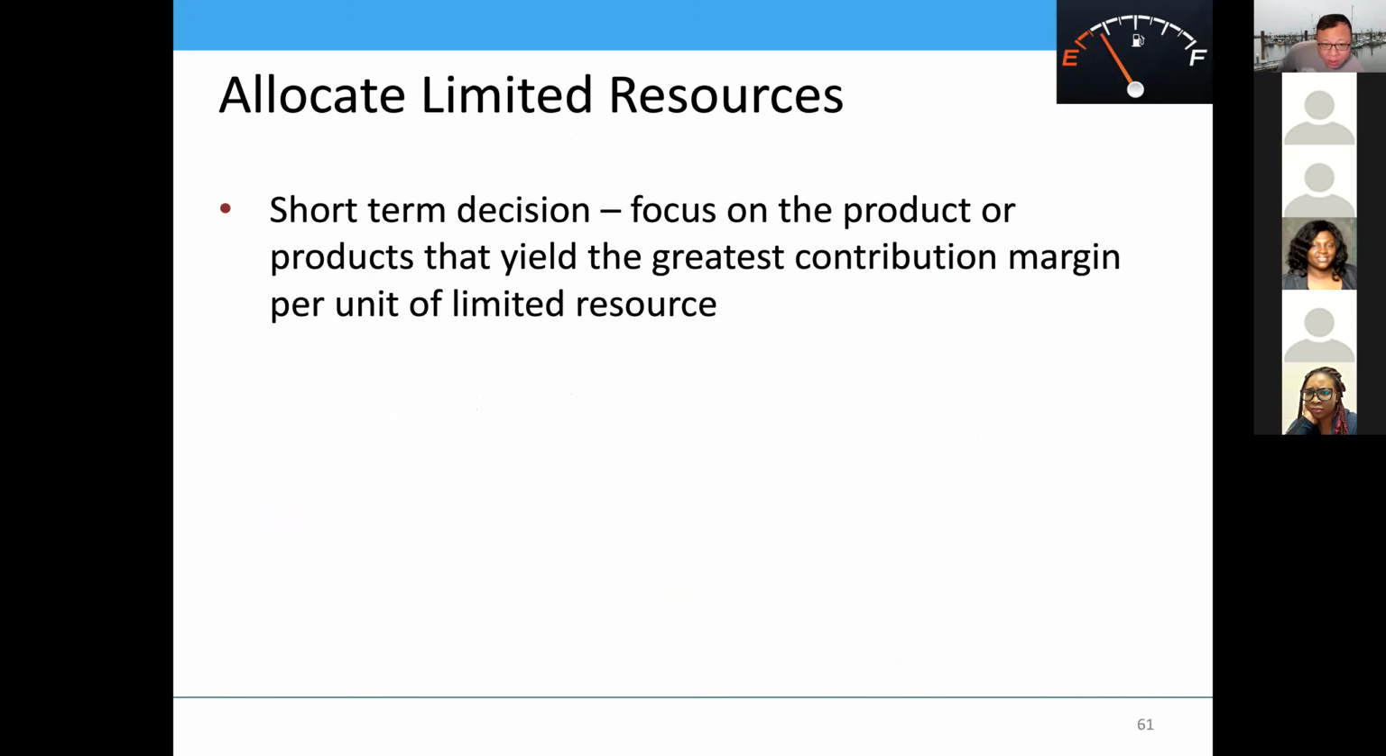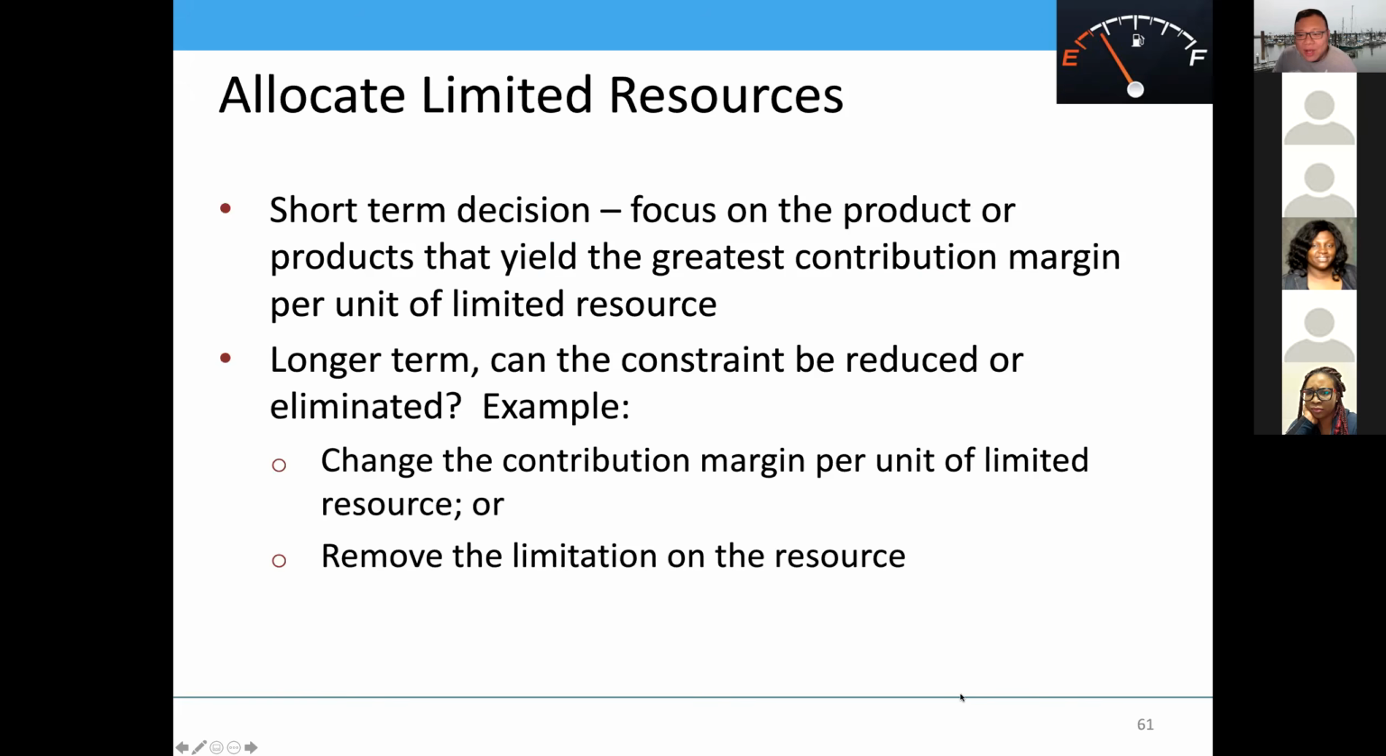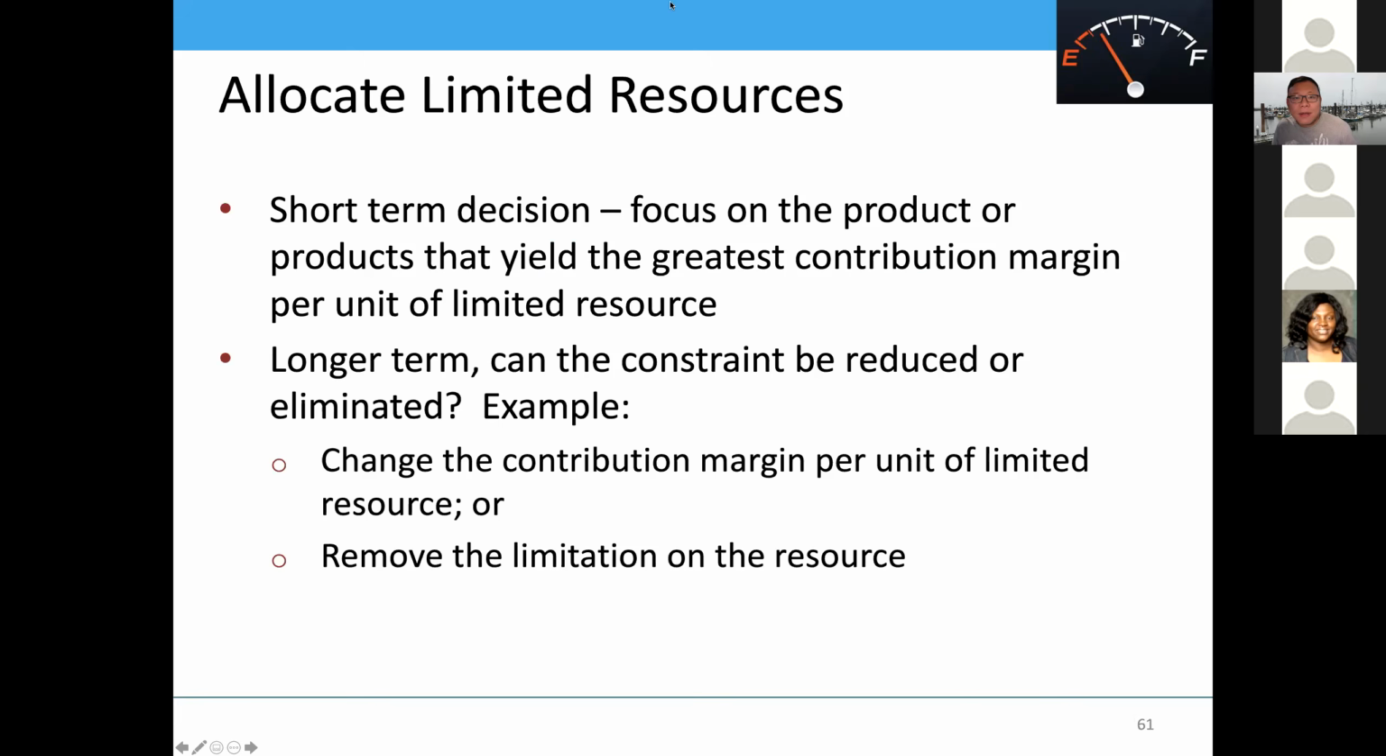So the short-term decision is you focus on the production that yields the greatest contribution margin per unit of the limited resource. In the long run, you want to consider how you can increase the capacity, how you can reduce the constraint. For example, how can I increase the machine hours? Can anyone tell me? Ruben? You could increase the amount of money you spend on machine hours. How can you increase the amount of machine hours? Oh, buy more machines? Yeah, exactly. Very good.